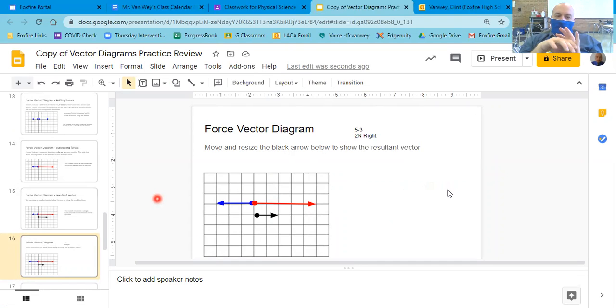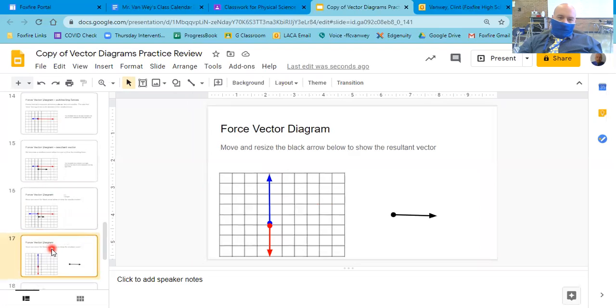Does everyone feel like you can draw a resultant vector now? I hope so. I feel like these are decent examples. I see one yes in the chat. Michaela says kind of, so that's good. Let's do another example.